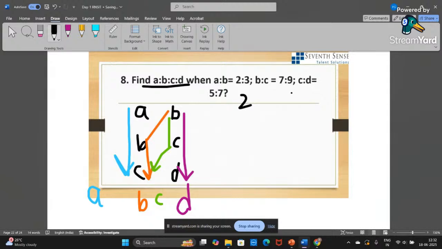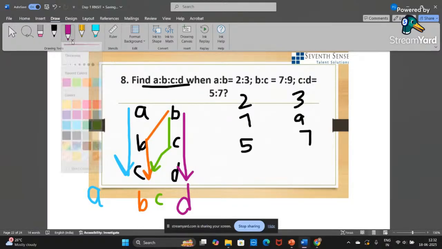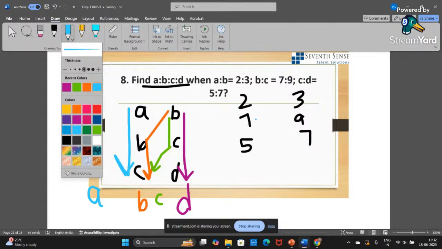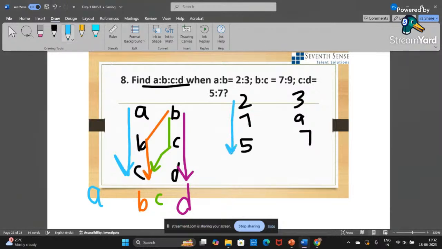2, 3, 7, 9, 5, 7. To find it, you have to multiply like this. 2 sevens are 14, 14 fives are 70. 5 sevens are 35, 35 twos are 70. So the A value is 70.